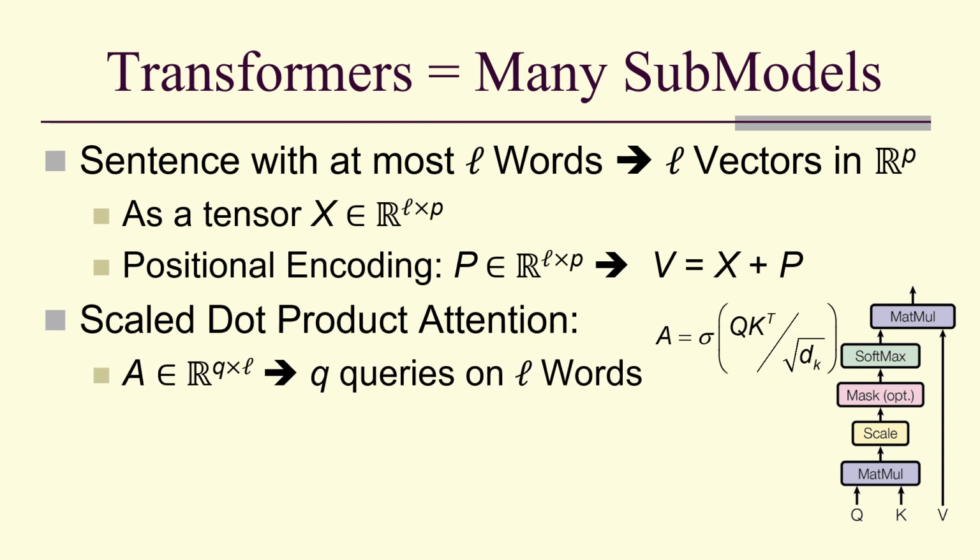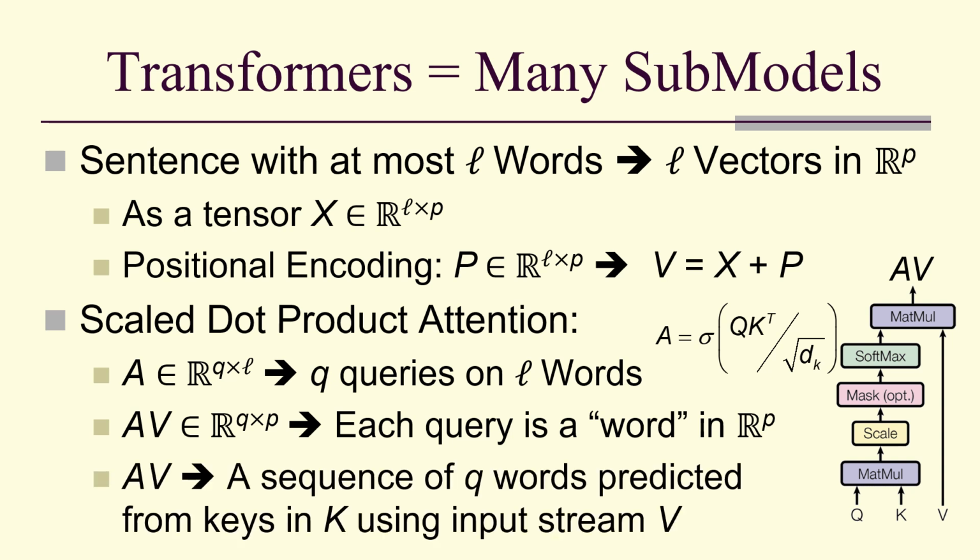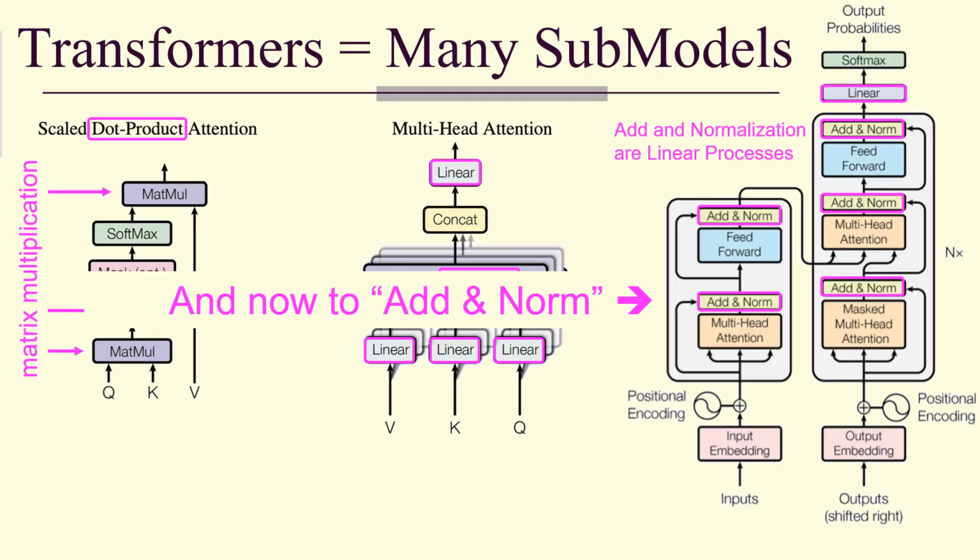A is in R^(Q×L). That's Q queries on L words. Remember, there are L words in a sentence. In AV, each query is a, quote, word in R^P. It's an embedded word vector. And AV is a sequence, therefore, of Q words predicted from keys in K using input stream V. And now we can go on to the add and norm, but we're not going to do that here.